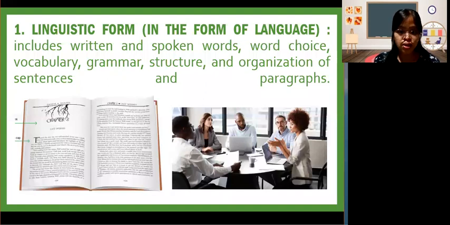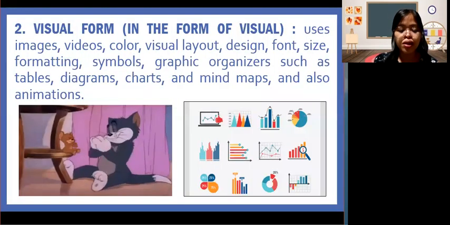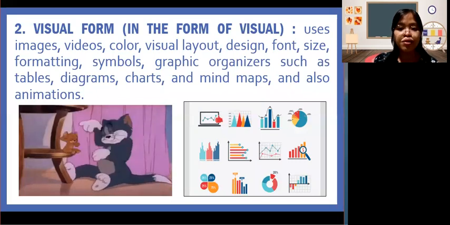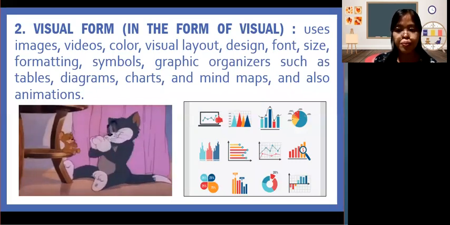First, we have the linguistic form, or in a form of language. This includes written and spoken words, word choice, vocabulary, grammar, structure, and organization of sentences and paragraphs. So these are mostly verbal or in a form of language. It can be written, it can also be in spoken words. That is linguistic form.